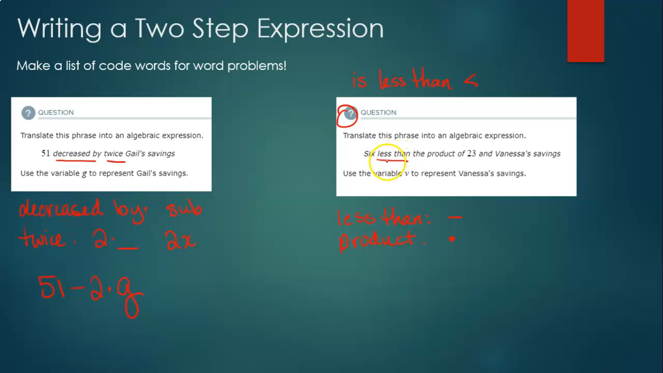So it says 6 less than. This is the one that's tricky. If I have $10 and you have 6 less than me, you would not do 6 take away 10. You would do 10 minus 6. So 6 less than means some stuff minus 6. Well, let's see what the stuff is. The product of 23 and Vanessa's savings. The product means to multiply, so it should be 23v minus 6, or something that looks like this.